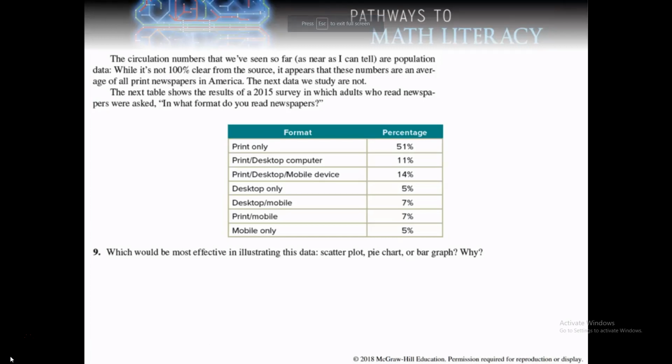Here we're looking at the results from a survey of adults who read newspapers, and it asked them in what format they read their newspapers. Number 9 wants us to think about whether this would be best represented with a scatter plot, pie chart, or bar graph. And a pie chart's probably the best option here because the way the survey was written, each person would only pick one of these answers. That works really well with a pie chart. You can convert those to percentages and you're comparing parts of a whole.